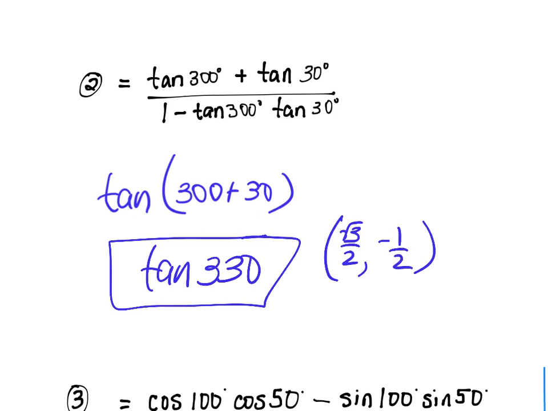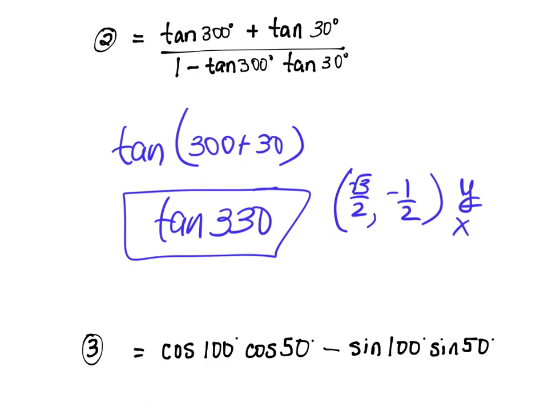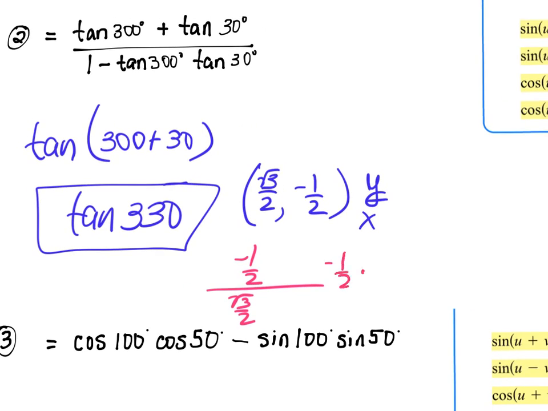negative 1/2. How do we find tangent? It's what over what? Right, y over x. So I say my y is negative 1/2 divided by root 3 over 2. Keep, change, flip. What happens?